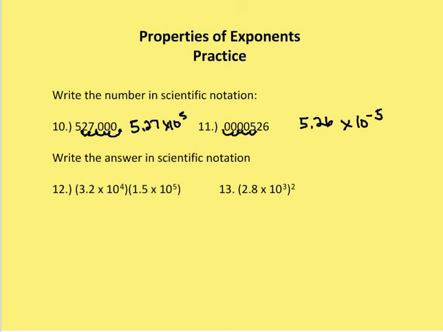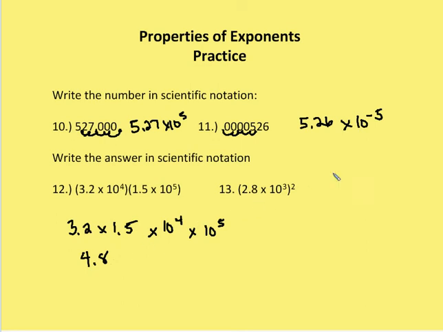So in the last two problems, 12 and 13, we're asked to provide an answer in scientific notation. Well, number 12, I can just rewrite this as 3.2 times 1.5 times 10 to the 4th times 10 to the 5th. Because essentially we're treating 3.2 times 10 to the 5th as one value, and 1.5 times 10 to the 5th as another value. So I can rewrite the first part as 3.2 times 1.5, and I end up with 4.8.